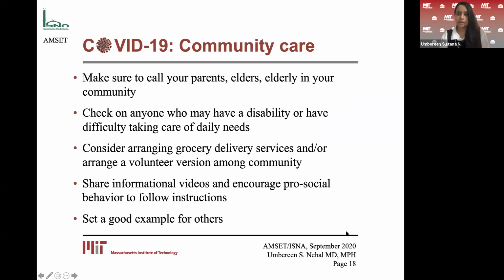Take care of your community, your elders, anybody who's elderly who might have a disability. Consider arranging grocery services for them, or create a volunteer team who can go get groceries once and distribute it to many people. Share informational videos and have pro-social behavior and encourage that in others. So follow the instructions here as well as in other credible places. Set a good example for other people.